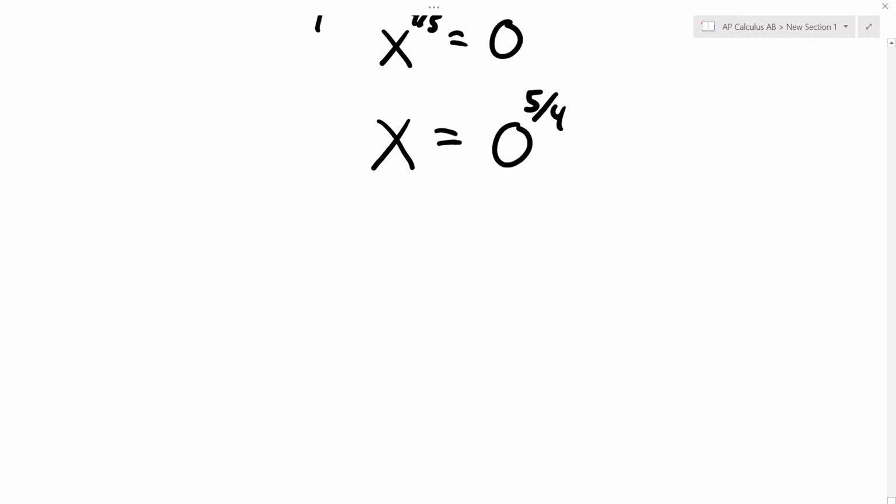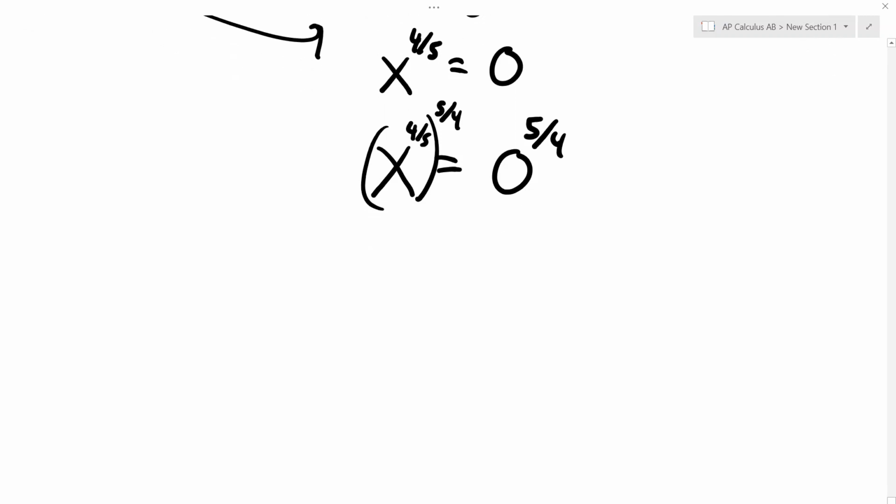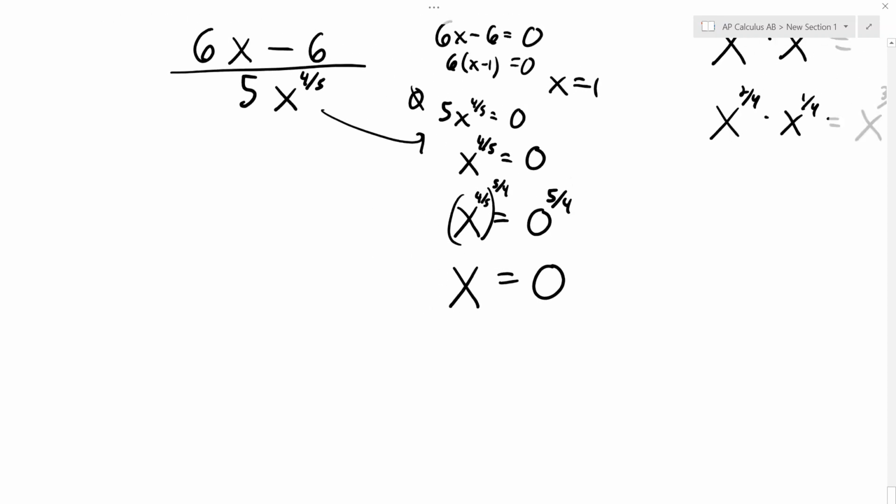Because look, if we raised x to the 4/5 to the 5/4, what do you do when you have an exponent to an exponent? You add them. You add them when you're multiplying bases. When you have a power to another power, you multiply. What's 4/5 times 5/4? 20 over 20, which is just 1. That's x to the first power. That's why that cancels it out. That equals 0 to the 5/4, which is 0. Okay? But ideally, you just know the answer there is 0 when you see that.